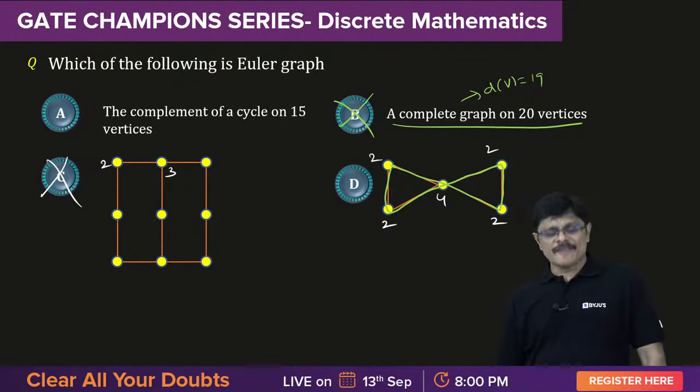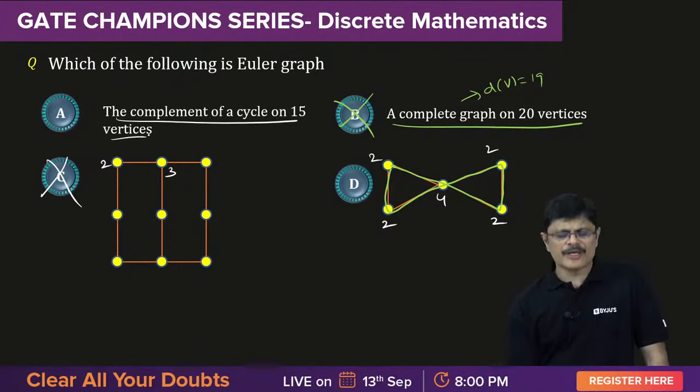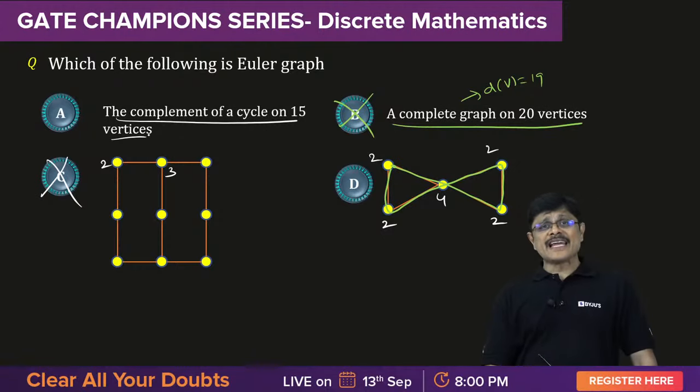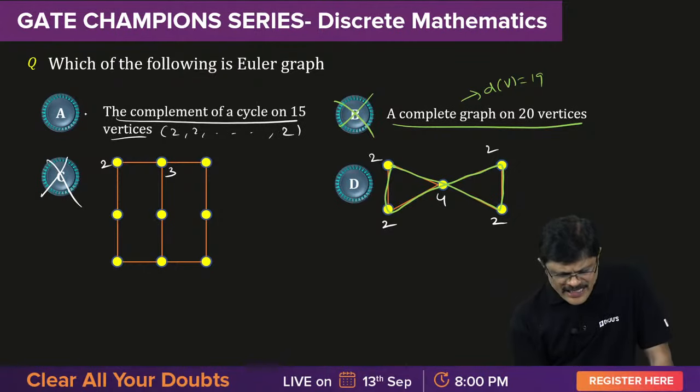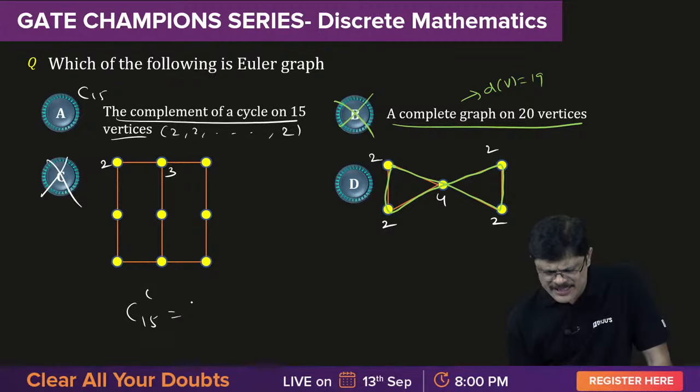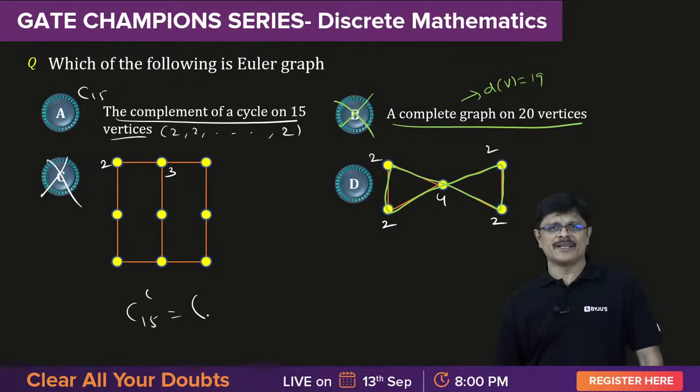The complement of a cycle with 15 vertices. Here, cycle means the degree of each vertex is 2. So this is a cycle graph with 15 vertices. What about the cycle graph's complement? What is the degree sequence of its complement?